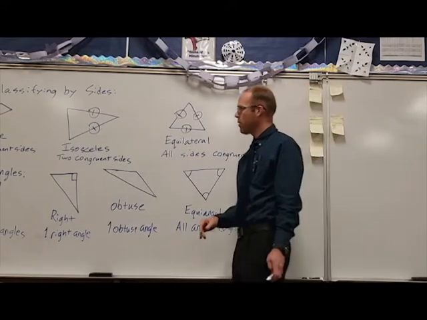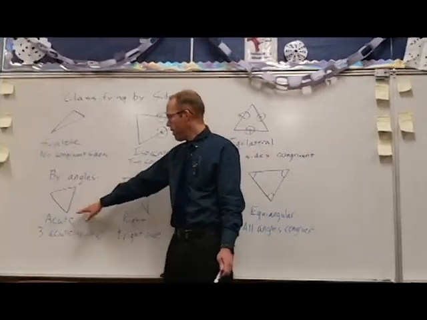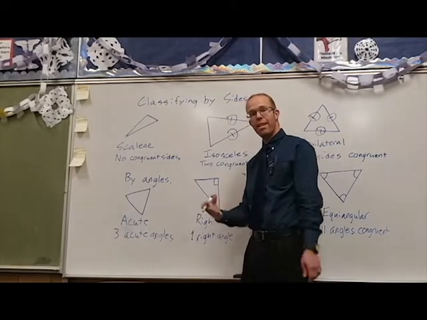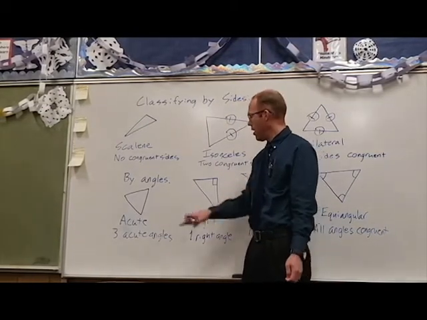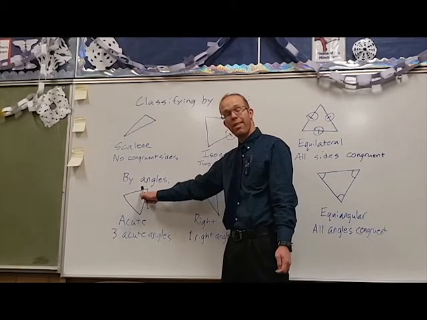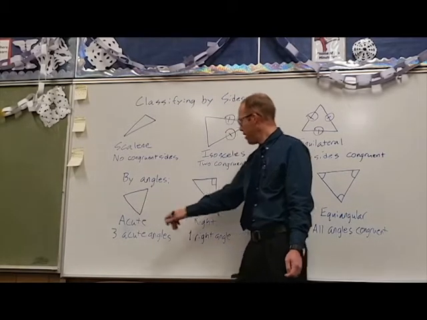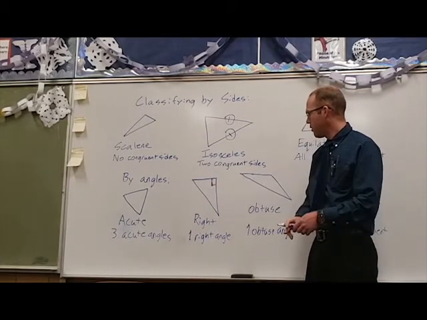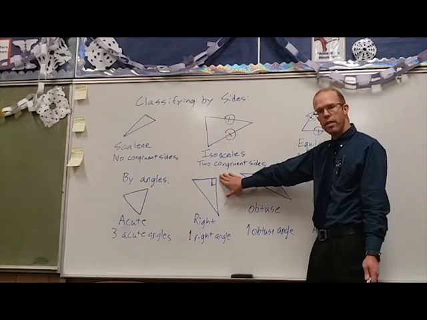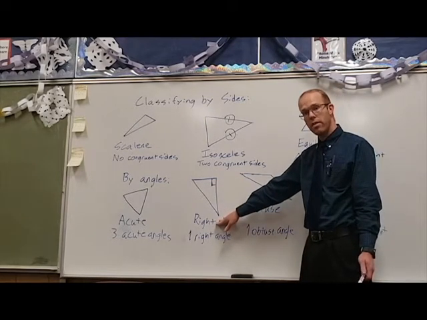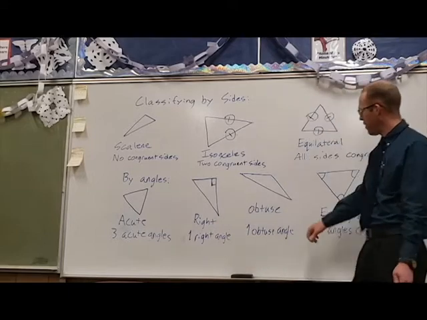Let's go to our angles now. The first definition for angles is acute. Acute means less than 90 degrees. An acute triangle has all three angles that measure less than 90 degrees. This one, we can see the marking right here for a right angle or a 90-degree angle. Any triangle that contains a right angle is called a right triangle. That's our second vocab word for angles.